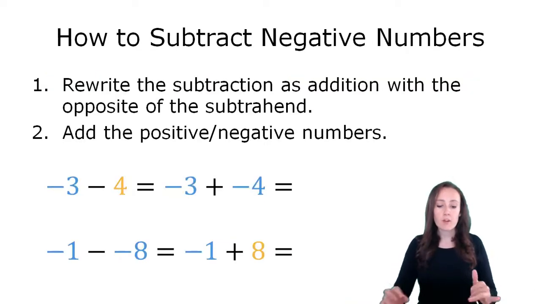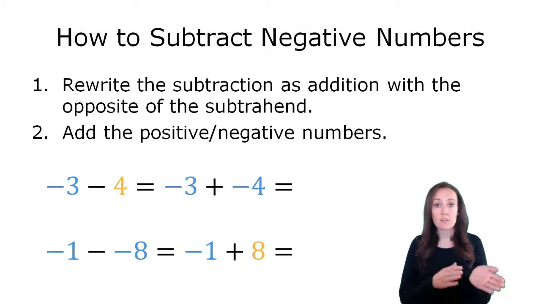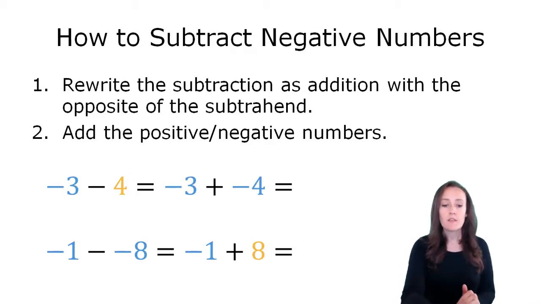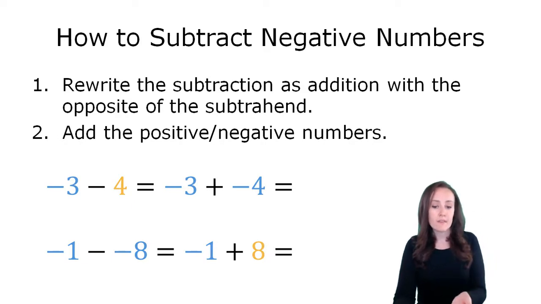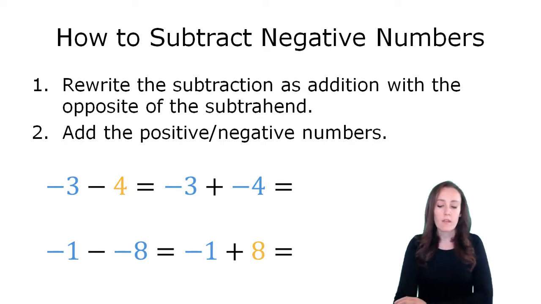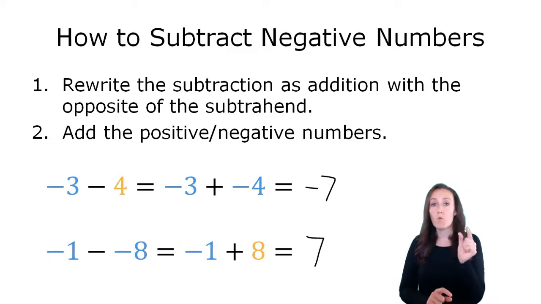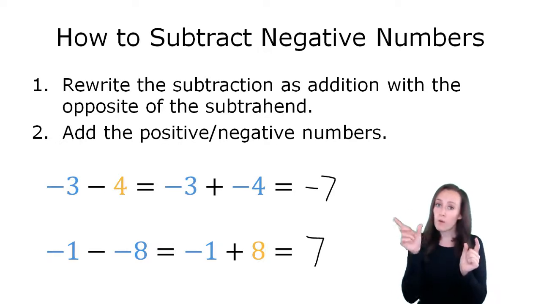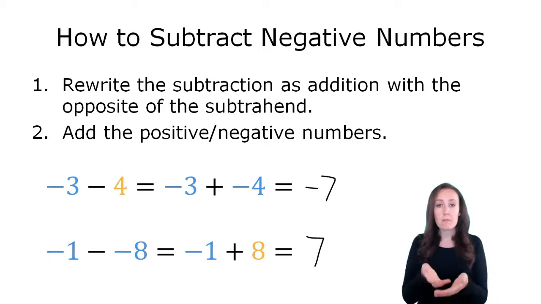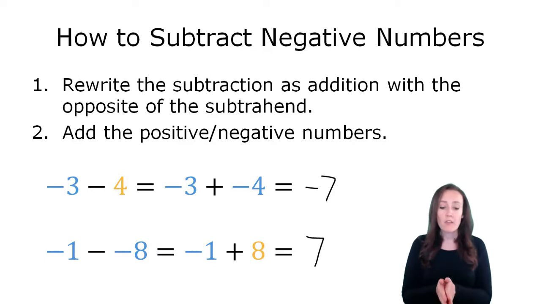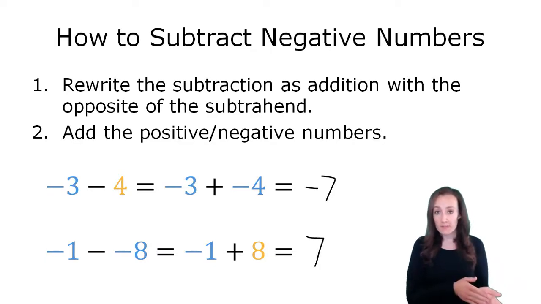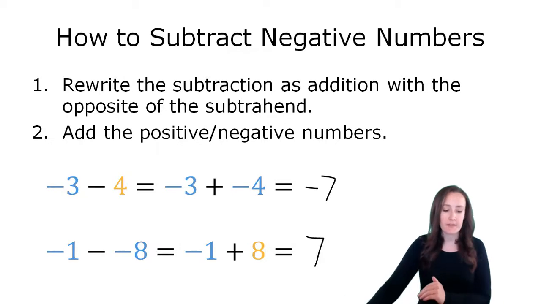But basically, after I've rewritten the subtraction as adding the opposite, then I can go in and I can say, all right, well, a -3 plus a -4 is a -7. A -1 plus a +8 is going to be a +7 because the one negative canceled out one of the 8 positives, leaving me with 7 positives altogether. So that's how you subtract negative numbers. And I want to show you guys why you can rewrite the subtraction as addition of the opposite.